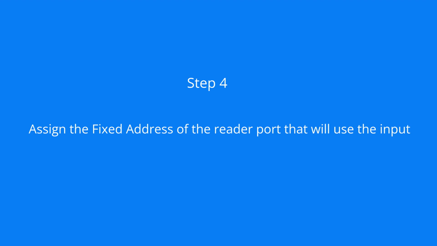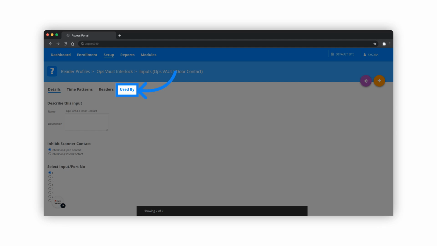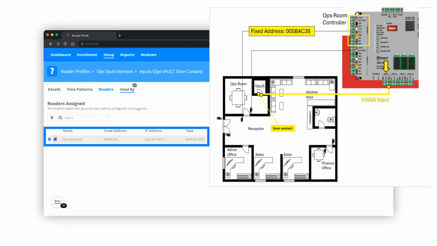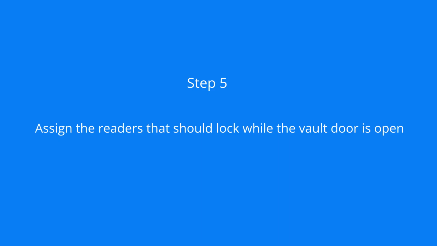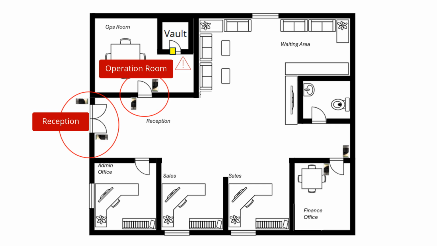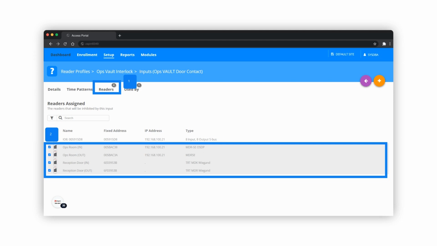The system needs to know which input the vault door contact is connected to. Click on the Used By tab, and select the reader port's fixed address where the door contact is connected. When the vault door is opened, certain doors should stay locked, preventing access for any valid credentials. In this scenario, the reception and operation rooms doors should remain locked while the vault door is open. Click on the Readers tab and assign the readers of the reception and operations room.